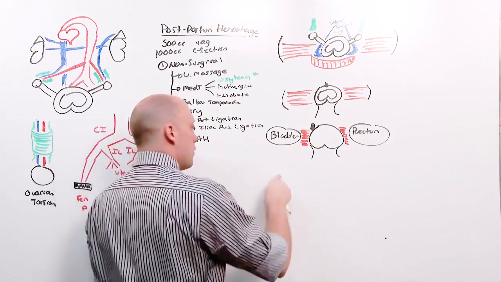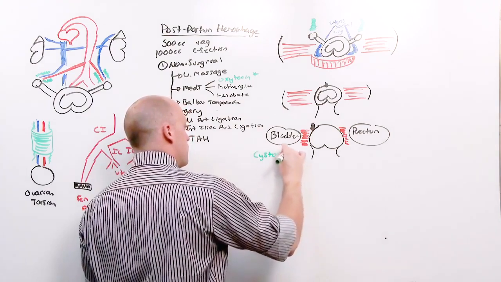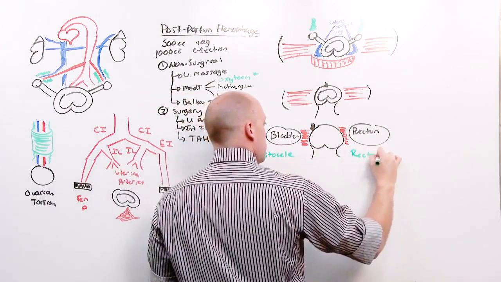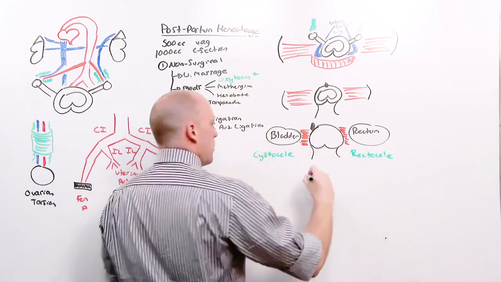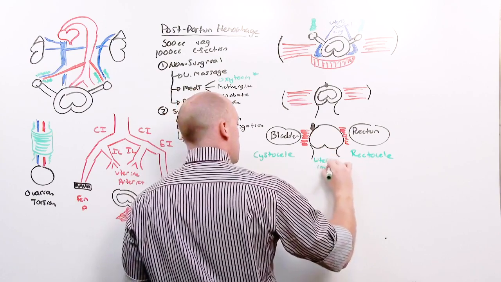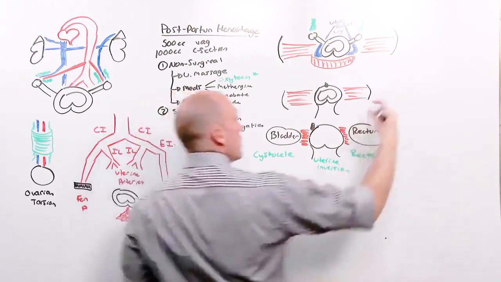If the bladder falls down, what you get is a cystocele. If the rectum falls down, you get a rectocele. If the uterus falls down, you get uterine inversion. And all of these are based on pelvic floor relaxation.